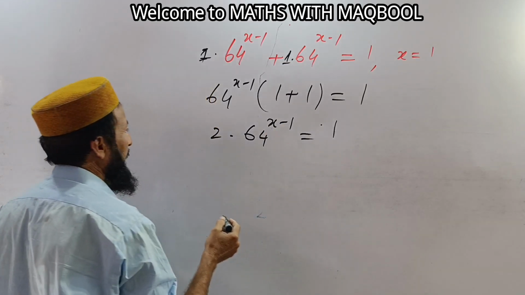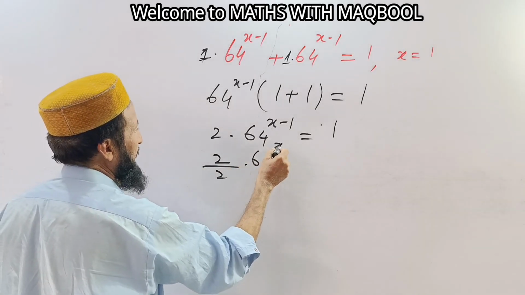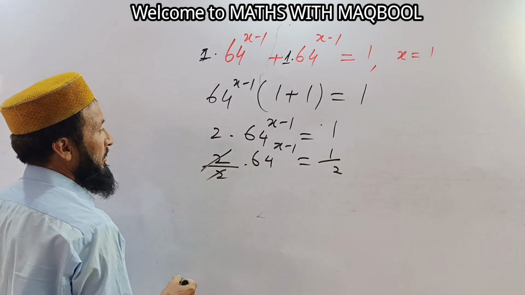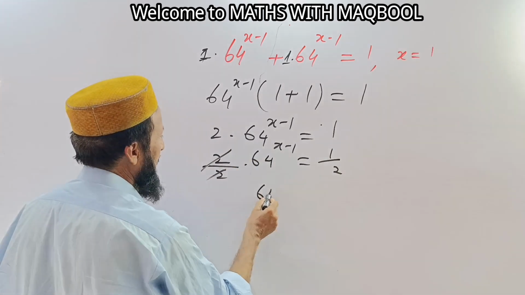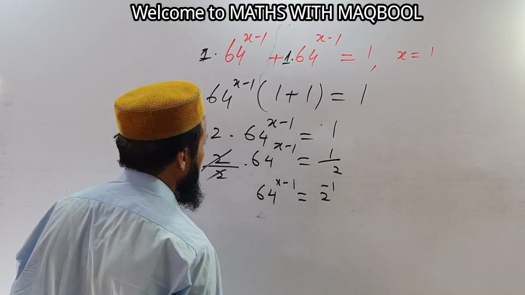Now dividing both sides by 2, this term is divided. The 2s are cancelled. So now 64^(x-1) is equal to 1/2, which we can write as 2^(-1).